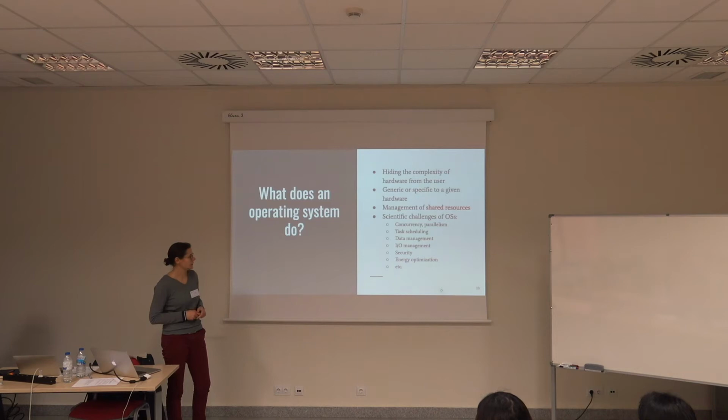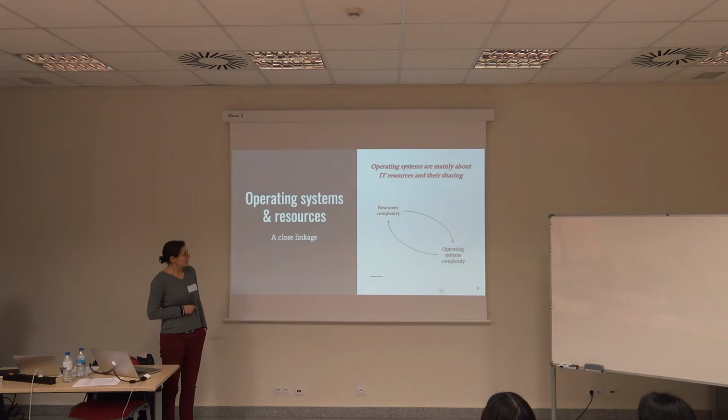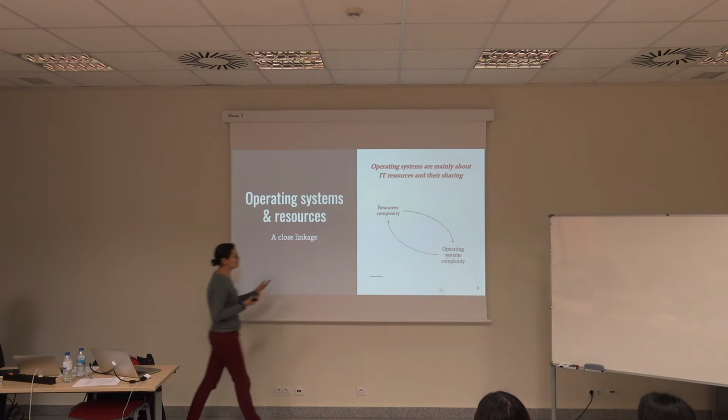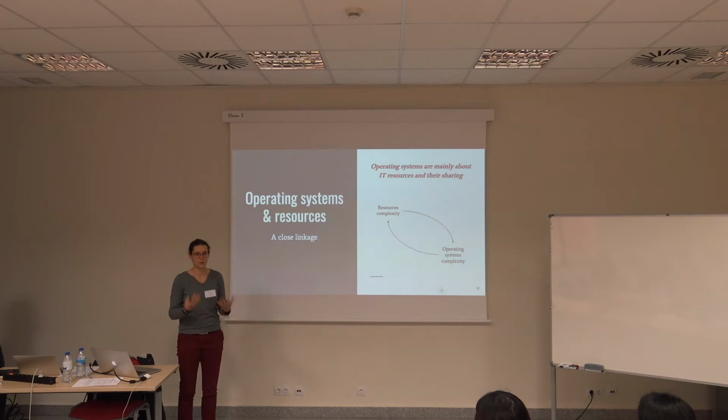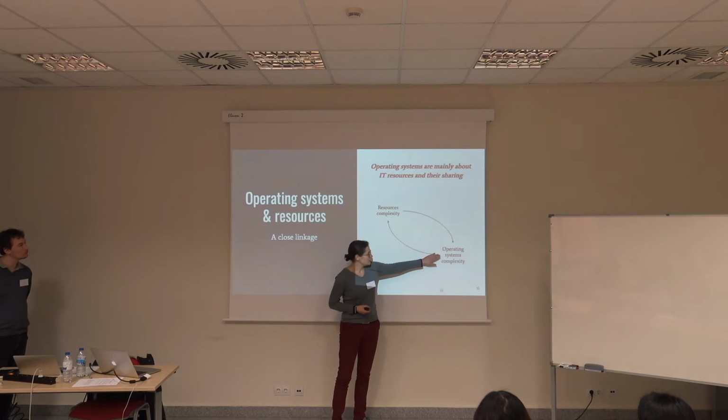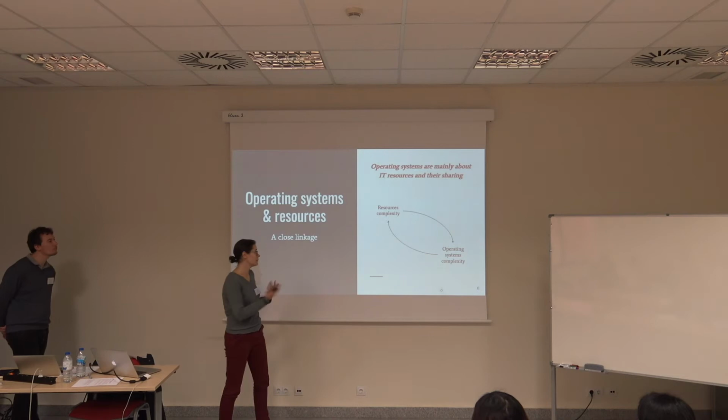So there are many scientific challenges behind operating systems. You have concurrency, parallelism, you have task scheduling, I/O management, many kinds of scientific challenges. And what is clear is that you have a close linkage between the resource complexity and the operating system complexity. The more complex your resources are, for instance, if you have a supercomputer, it's much more difficult to operate than a single node machine. So you have a kind of linkage between those two different parts, and they evolve simultaneously. Sometimes the evolution is led by the need in software and in systems, and sometimes the evolution comes from resources.